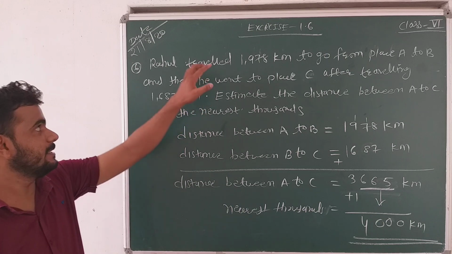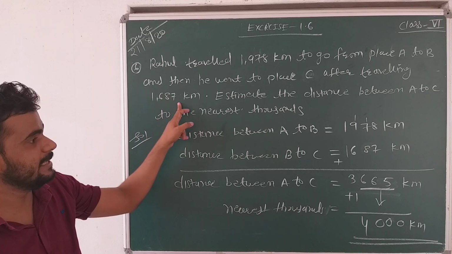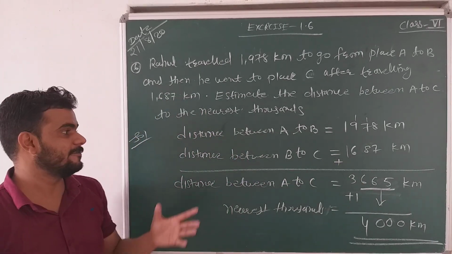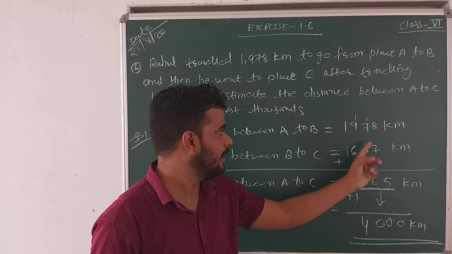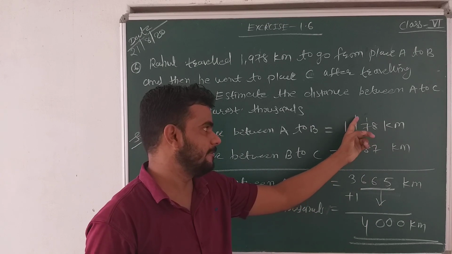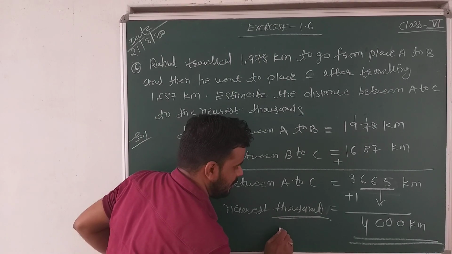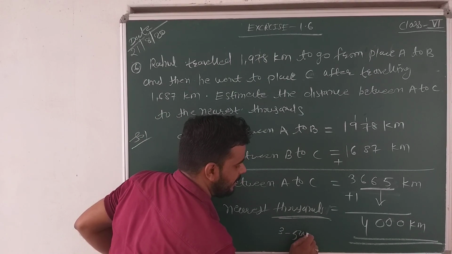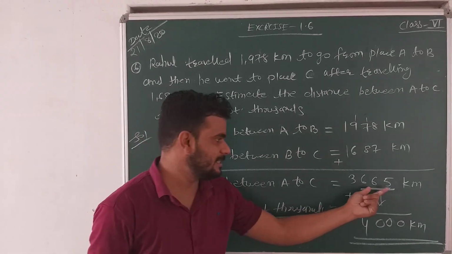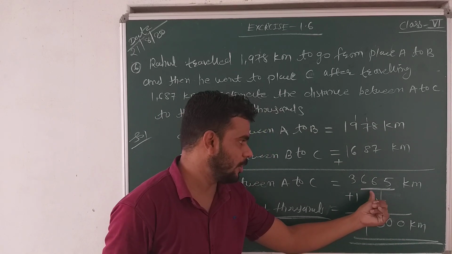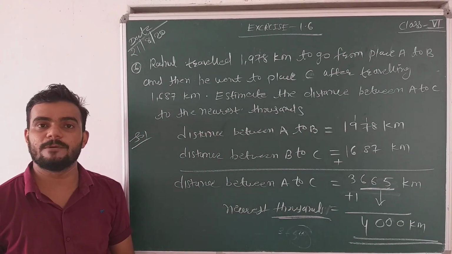Okay, any doubt? So it means Rahul traveled from A to B 1978 km and from B to C 1687 km. So we will find the total distance from A to C. 7 plus 8 is 15 carry 1, 8 and 7 is 15 and 1 is 16 carry 1, 9 and 1 is 10 and 16 carry 1, and 3. When we estimate to the nearest thousand, we check whether the last 3 digits are more than 500 or less than 500. The last 3 digits 665 are more than 500, so instead of 665 we write 000, and in the front add 1. The result is 3 plus 1, 4000 km, the nearest value of the following number.